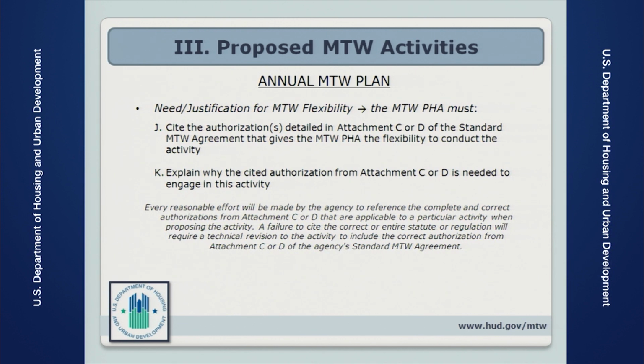And again, we'll ask not only that you cite the authorization, but you explain why the authorization is needed. So beyond providing just a description of what the authorization is in attachment C or D, you're going to want to talk about the statute or regulation from which you'll be getting relief and why that is necessary to your implementation of the activity. And we did make a note here that the same policy is in place, that the agency commits to making every reasonable effort to cite the authorizations necessary, but to the extent that some fall through the cracks, we'll take care to fix that in later years.